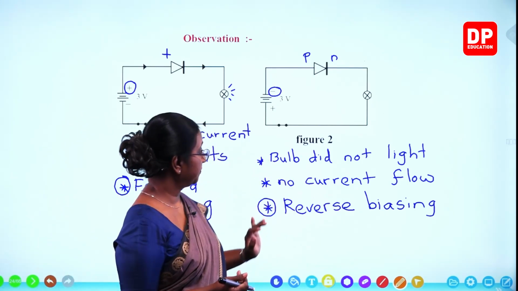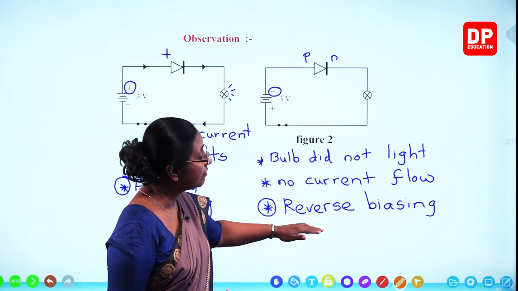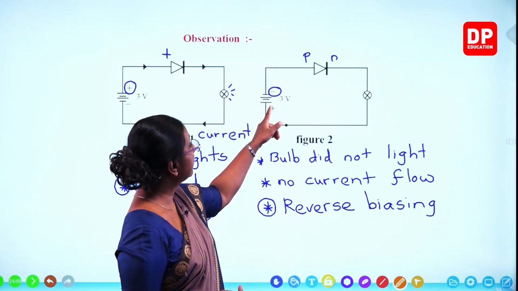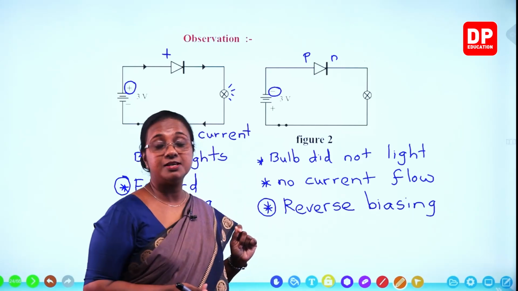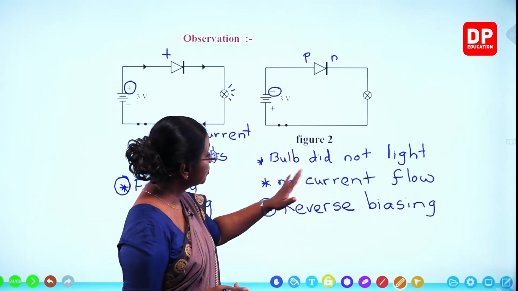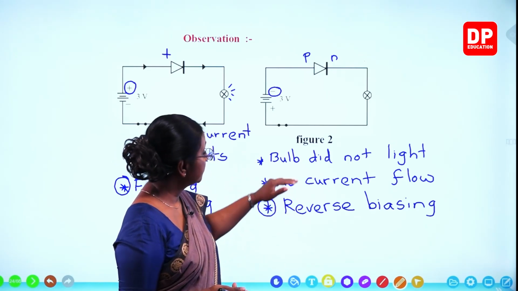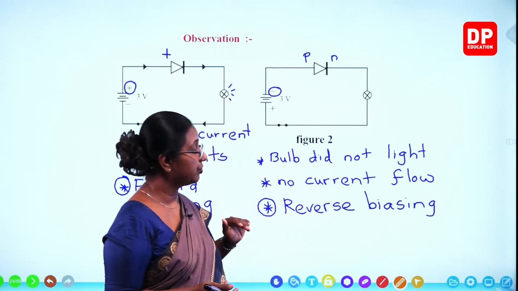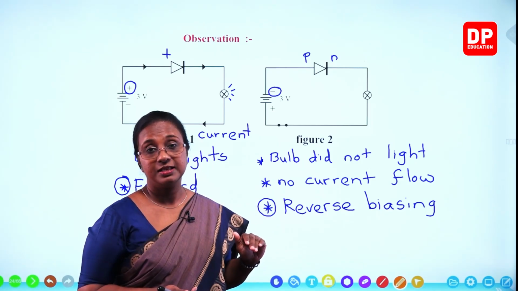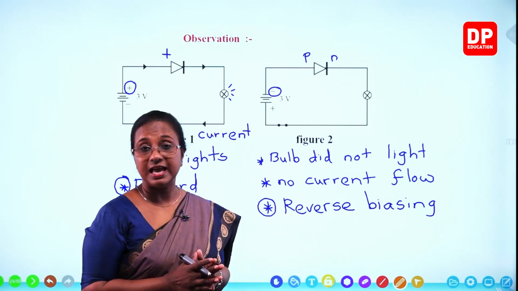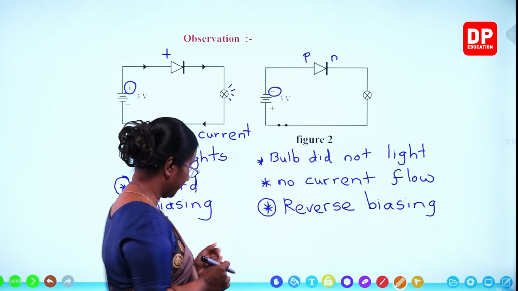But on this side, in figure 2, we have the reverse biasing. Reverse biasing means connecting the negative terminal to the P region of the PN junction. There is no current flow. That is why we did not see the bulb light. And that is known as reverse biasing. Now we will try to understand what forward biasing and reverse biasing are.